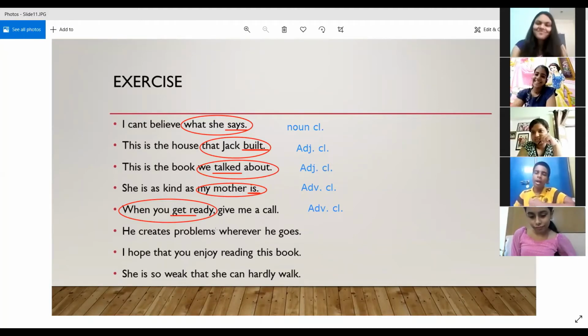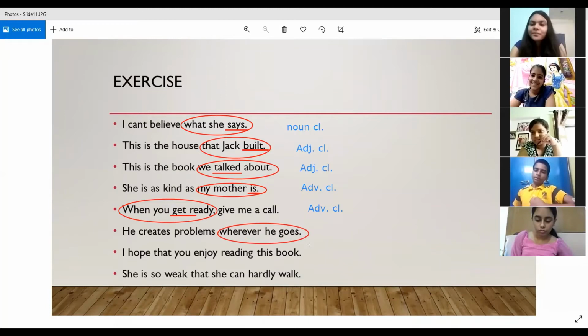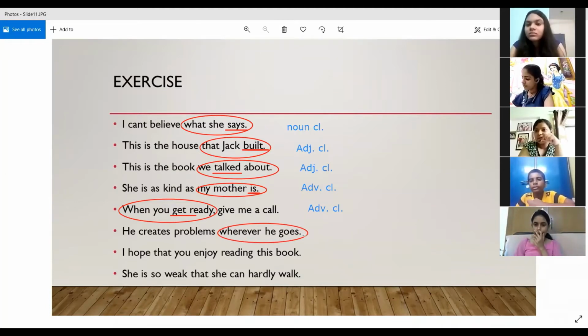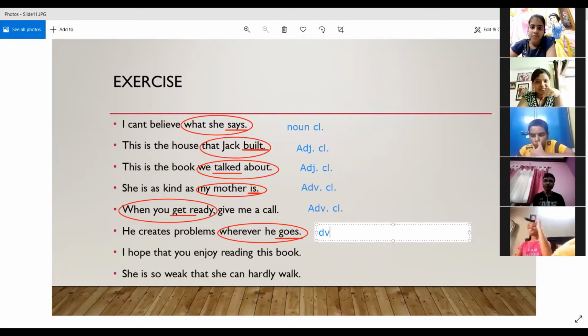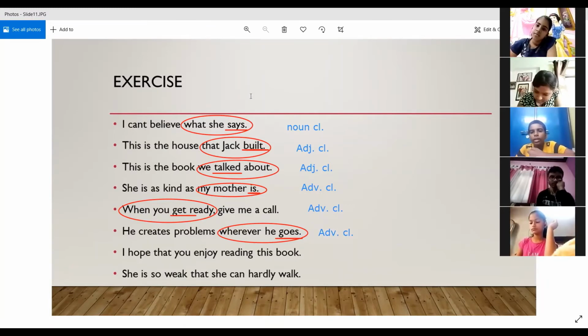What is the verb that is present in it? Goes. Yes, goes is the verb. So it is acting as an adverb clause. A lot of adverb clauses are there, right? Yes, sir. They talk about a lot of things. They tell about the place, they tell about the reason for an action, the result of an action. So there are a lot of adverb clauses present.